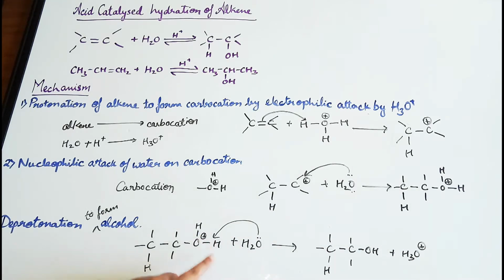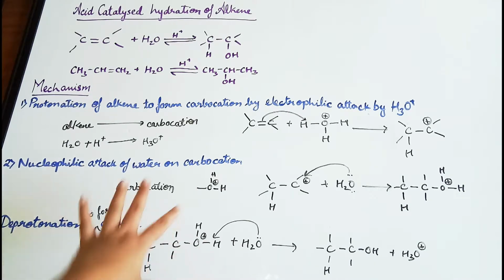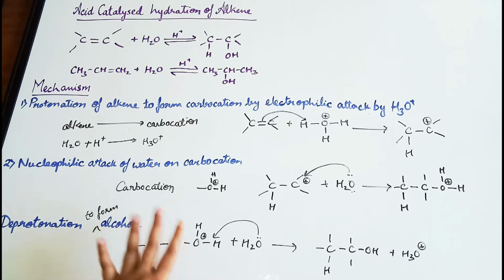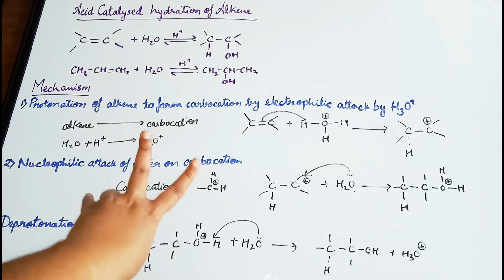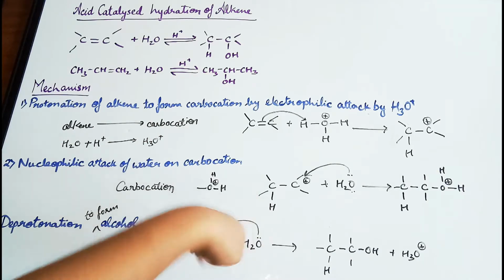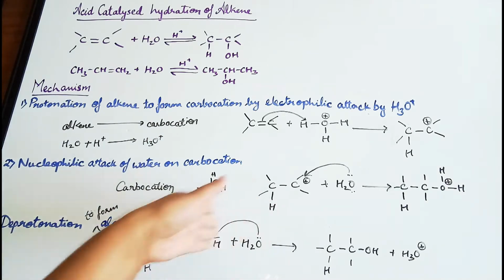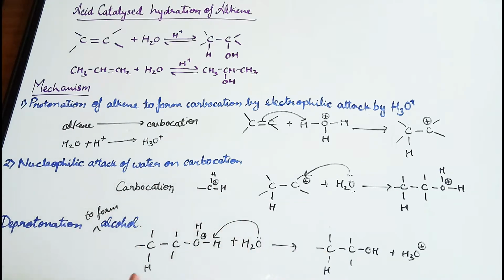Then this oxygen atom is electron deficient, or rather it has 3 bonds, so it gets a positive charge because its ability is to form only 2 bonds. And the water molecule is again attacking and making sure that the hydrogen atom is kicked out, and this leads to the formation of an alcohol.